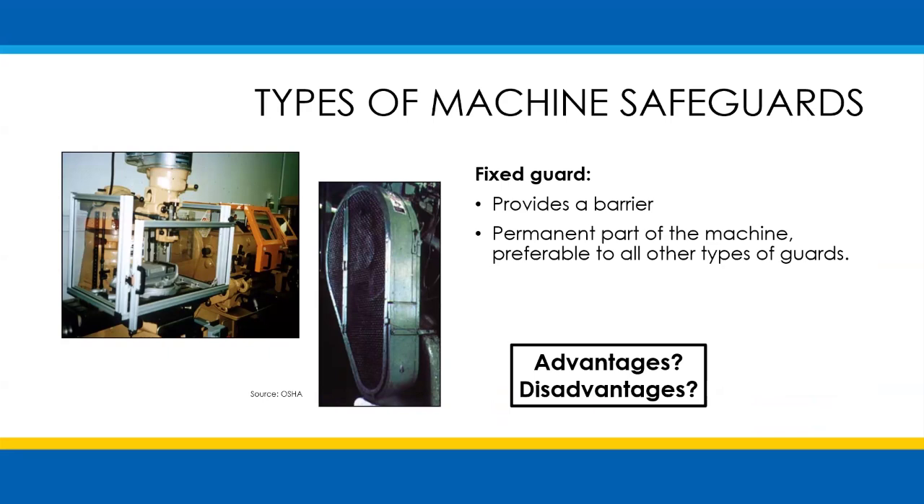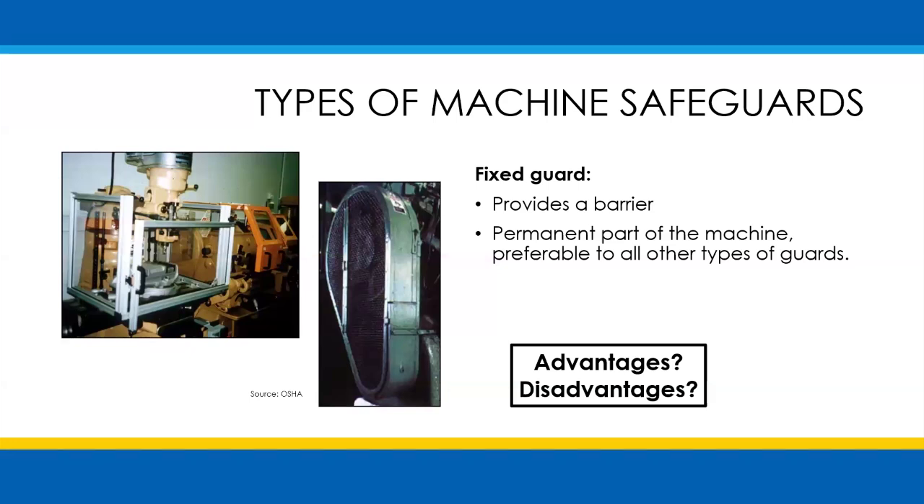It may be constructed of sheet metal, screen, wire cloth, bars, plastic, or any other material that is substantial enough to withstand whatever impact it may receive and to endure prolonged use. This guard is usually preferable to all other types because of its relative simplicity.